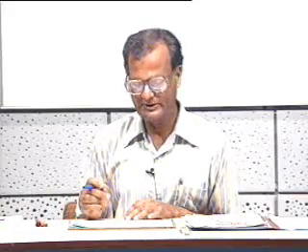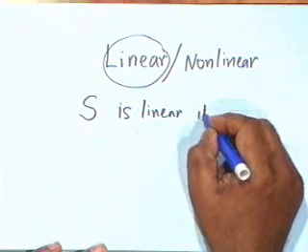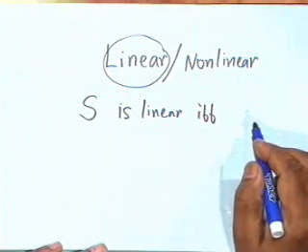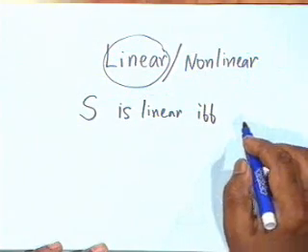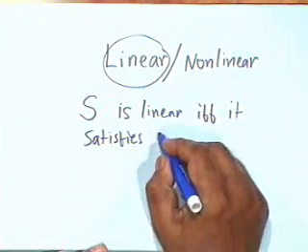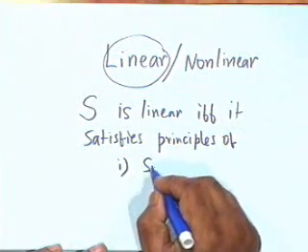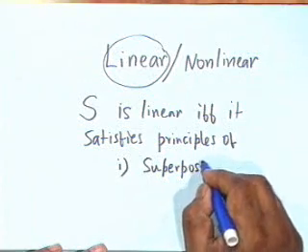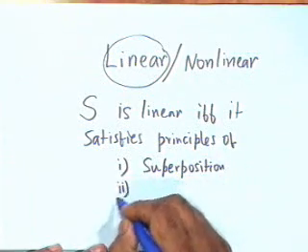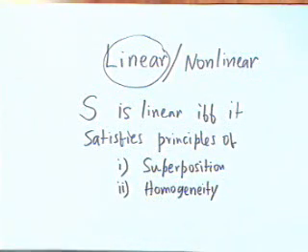Let me first give the formal definition, then I shall explain. A system S is said to be linear if and only if it satisfies two principles. One is superposition, and two, homogeneity. Is the spelling correct, homogeneity? I think so.